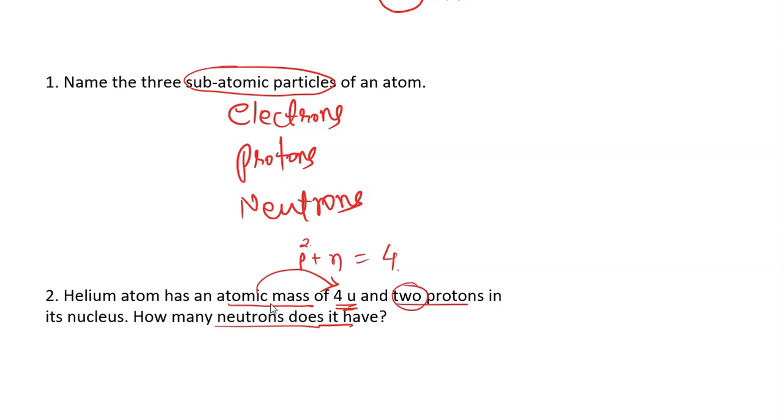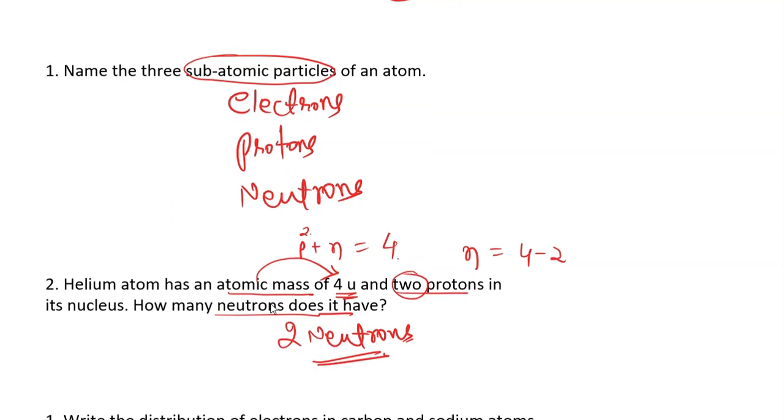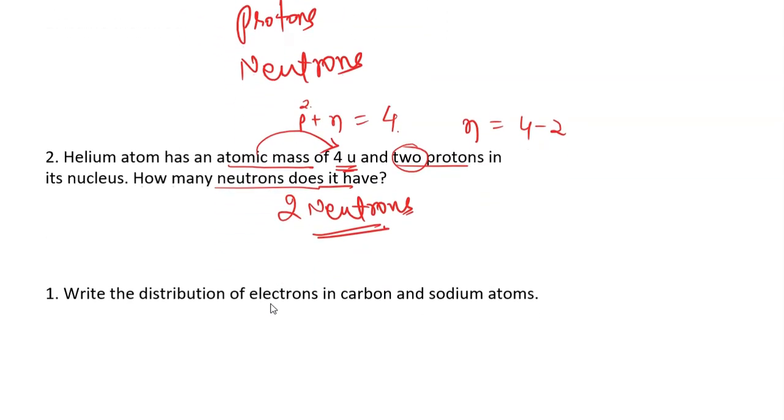So if you put P as 2, we can get N as 4 minus 2. So 2 neutrons it will have in its nucleus. Next one, write the distribution of electrons in carbon and sodium atom.